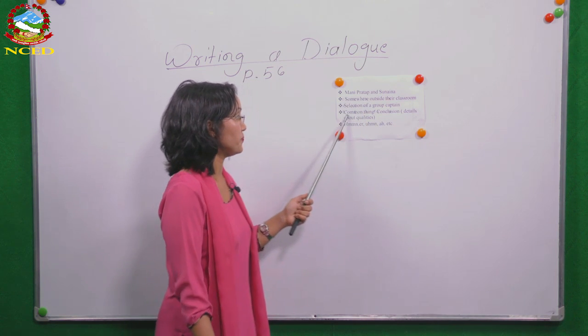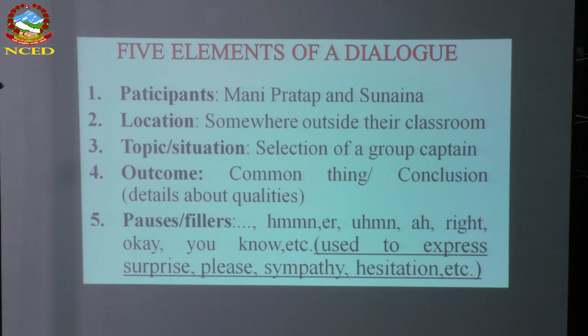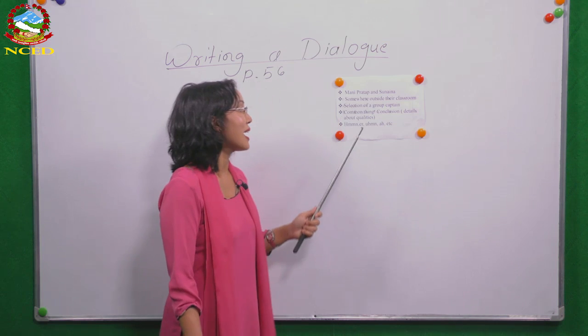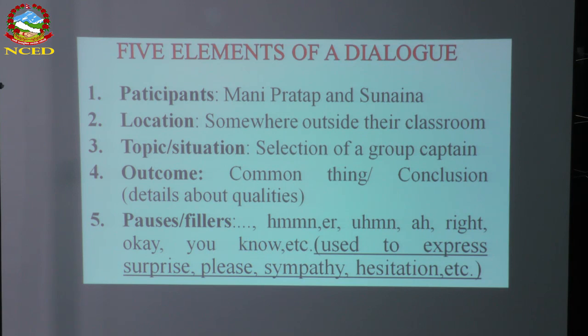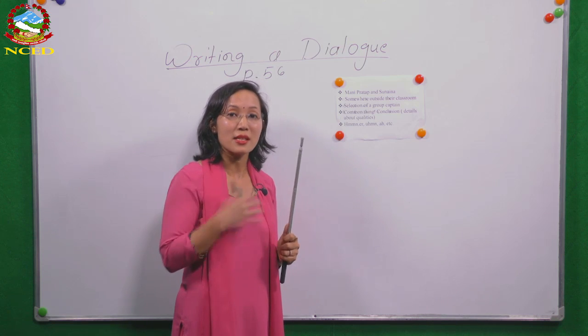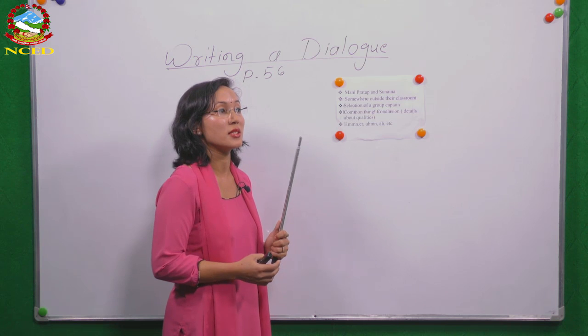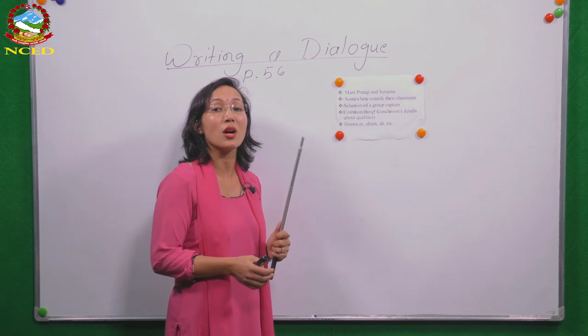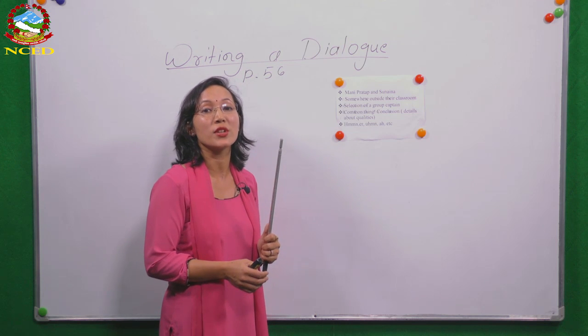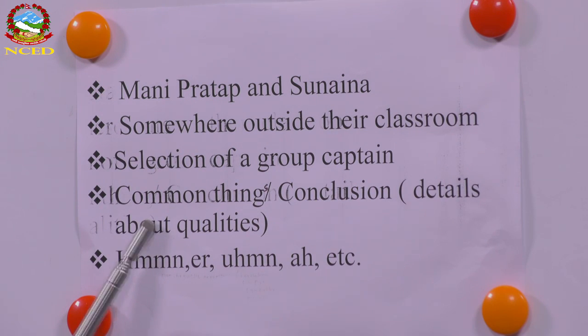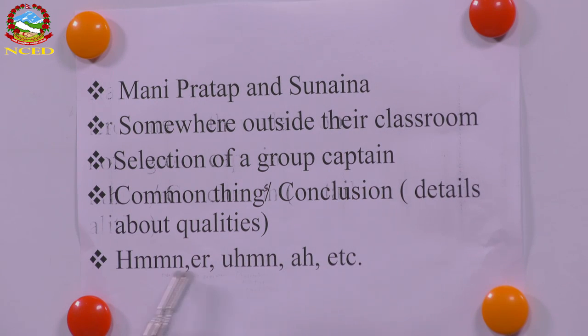And the fourth element, they talk about different qualities like leadership qualities, discipline, and what are others? Yes, handling problems. So what are they? They are outcomes. Outcomes means common things or conclusions. In dialogue, participants talk about different things. In the given situation they come up with different ideas, different views. Those different views, ideas and opinions are the outcome, common things, conclusions. Is that clear? Details about the qualities here.